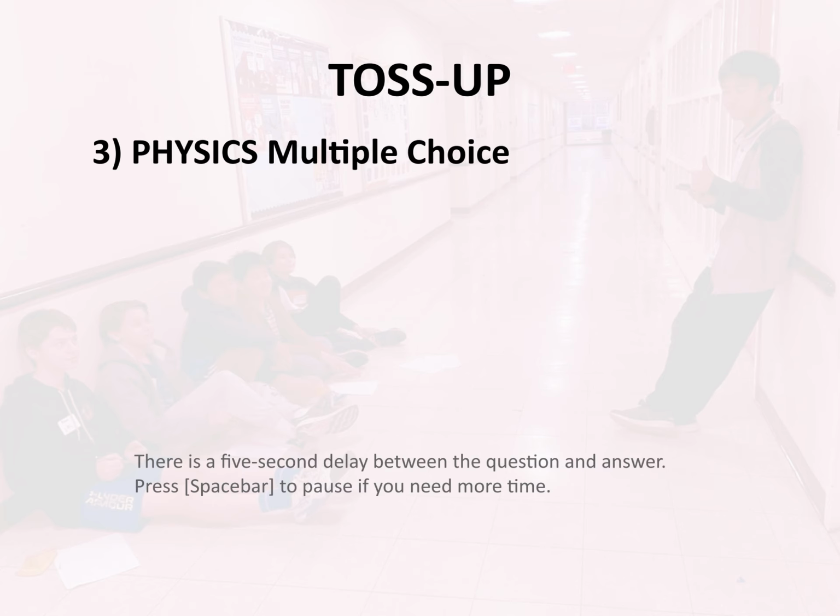Toss-up 3. Physics. Multiple choice. An electromagnetic wave goes into a block of glass with an index of refraction of n equals 1.1. In terms of the speed of light c, which of the following is closest to the speed at which the wave propagates inside the glass medium? W. c. X. 0.1 c. Y. 0.9 c. Z. 1.1 c.